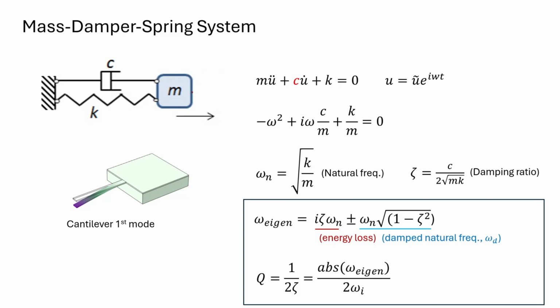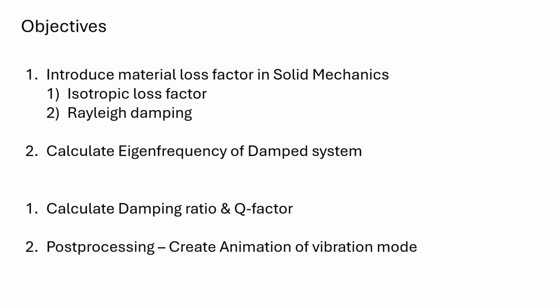The quality factor, or Q factor, of the system can be calculated as follows. In this video, we will cover the following topics. First, we will demonstrate two methods to add damping to a cantilever beam in order to create a damped system. The first method involves defining an isotropic loss factor, which determines the amount of energy dissipation within the system. The second method uses Rayleigh damping, which allows us to define energy loss as a function of frequency.